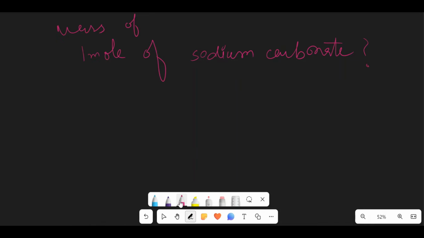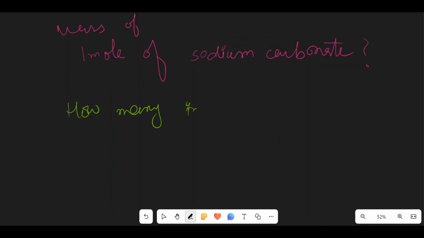Now we come to the first question. The first question is: what is the mass of 1 mole of sodium carbonate? I hope you would be solving it by yourself. What is the mass of 1 mole of sodium carbonate? And the second question is: how many moles are present in 140 grams of nitrogen gas?